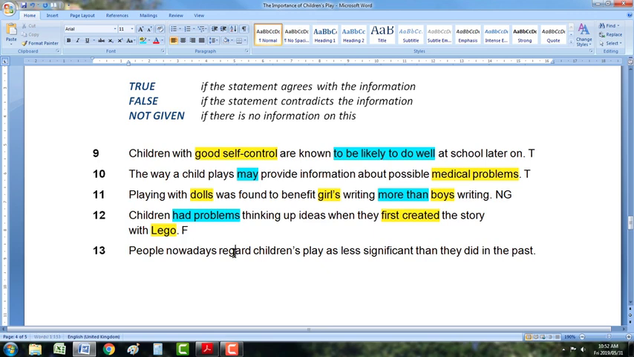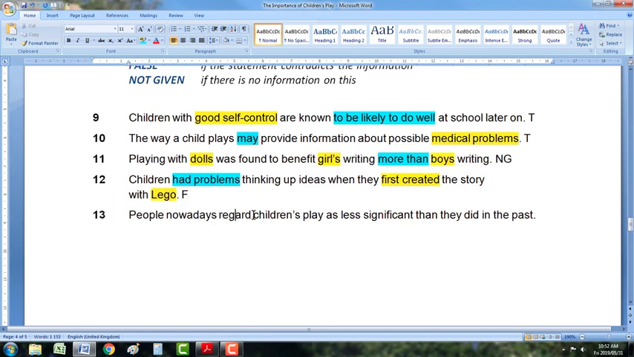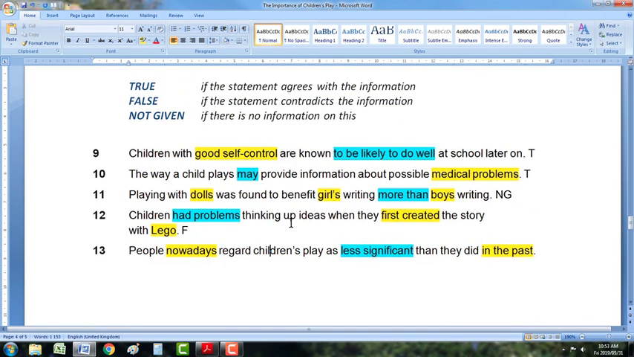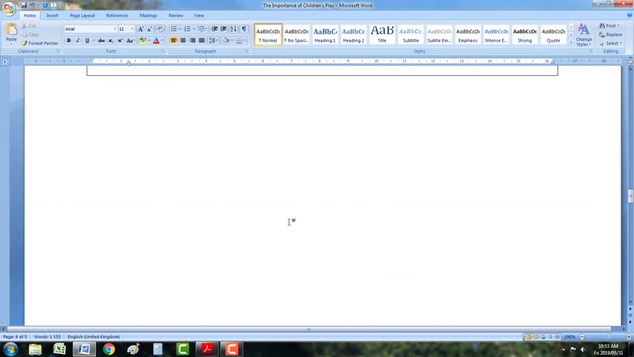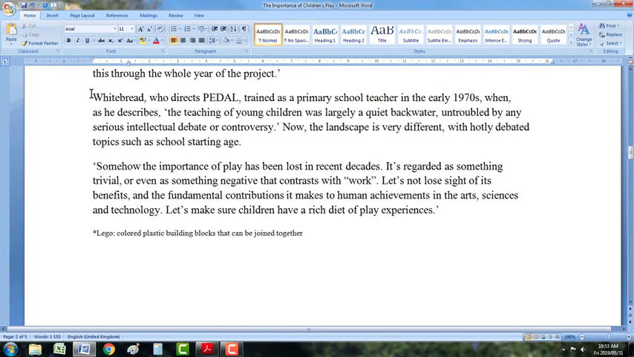So that's false. People nowadays regard children's play as less significant than they did in the past. Scanning language, it's not strong, but nowadays and in the past. That's what we're comparing. This is probably also scanning language. Sometimes the target language and the scanning language are the same. So I would try and find nowadays, in the past, less significant. And we're looking over here.